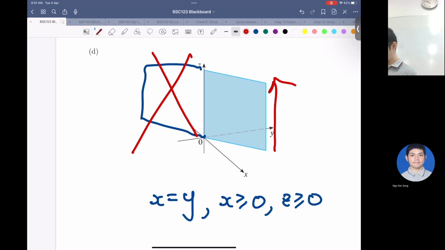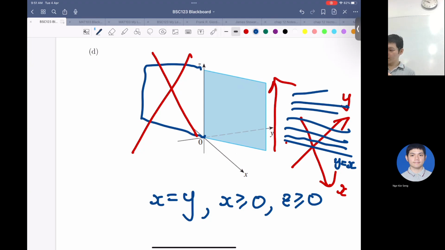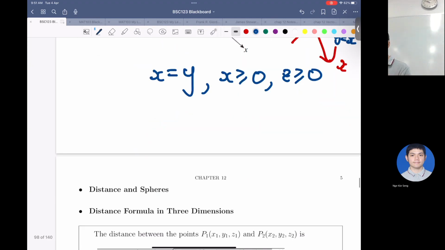One thing I want to add is if it is x equals y, the graph should be just like this, right? Let me draw it clearer. Y equals x. If you don't control your z, you just keep stacking this line here, so you stack until you get the plane. So far still okay.